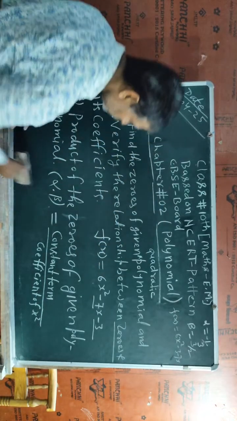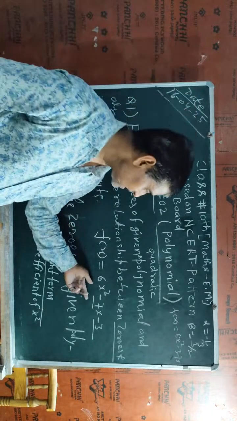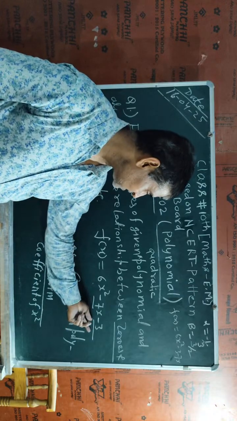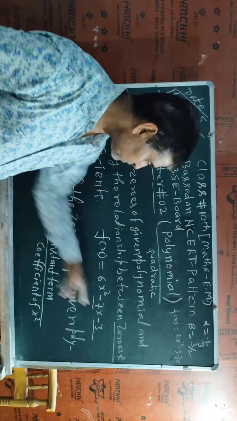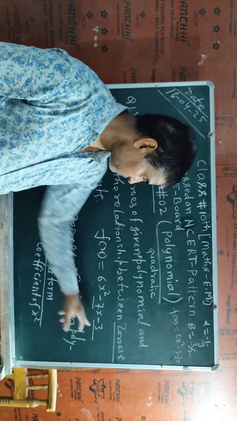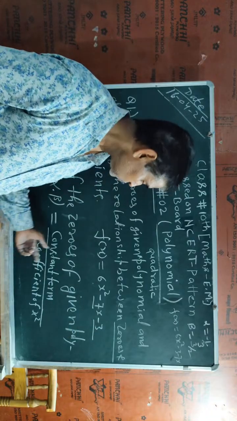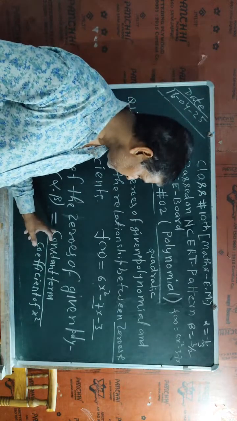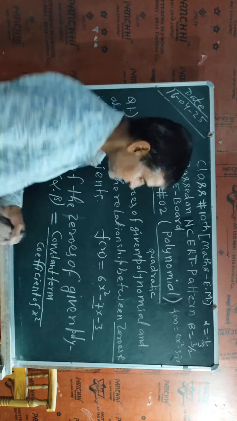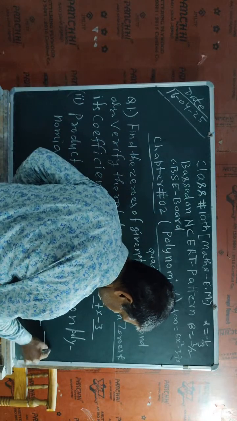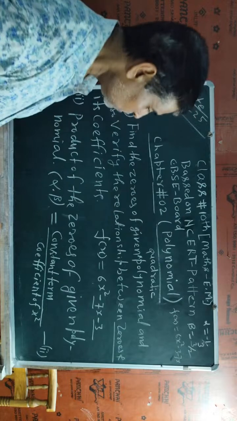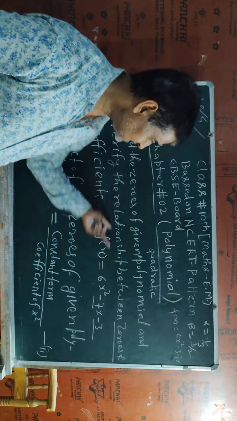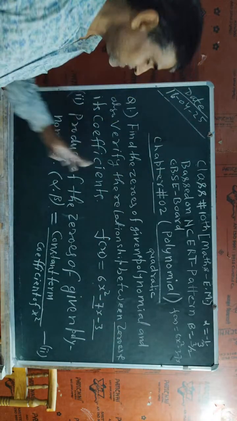So the product of the zeros of the polynomial that I get will be the constant term divided by the coefficient of x square. After simplification I will get its value, minus 1 by 2. So minus 1 by 2 is coming, and after simplification I am getting it in the form of the constant term divided by the coefficient of x square. I am saying this is information number 2. From information number 1 and 2, the relationship between zeros and its coefficient is verified.